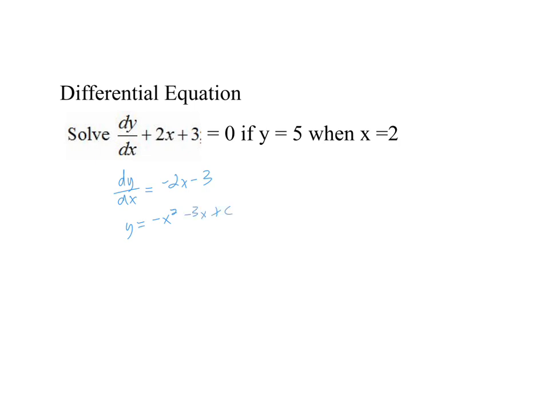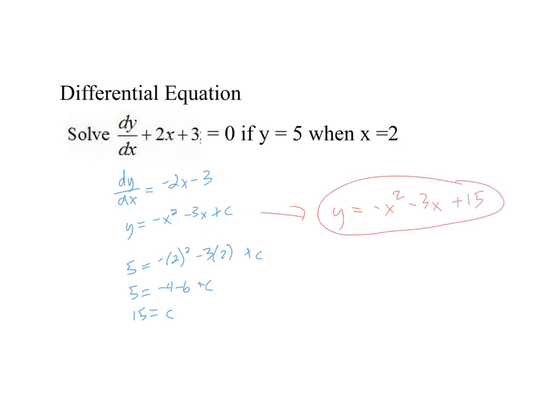Now we're going to plug a 5 in for y, plug a 2 in for the x, and solve it. So we get negative 4 minus 6 plus c. That'll give us negative 10, bring it to the other side, would be 15. So in this case, our final original equation would be negative x squared minus 3x plus 15. And that's our final answer for that differential equation.